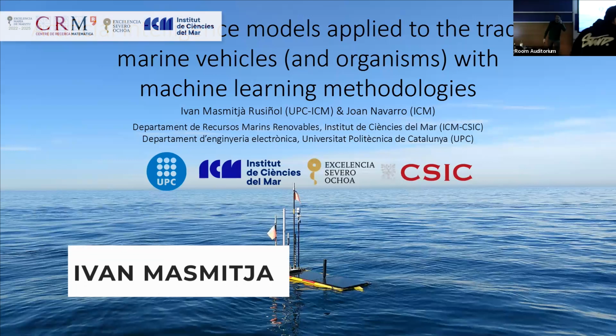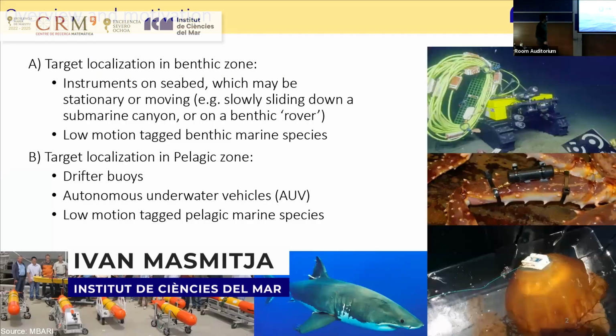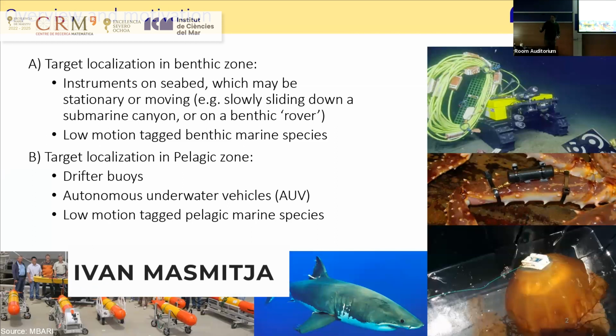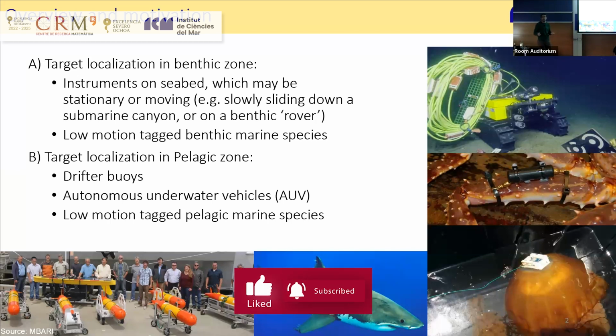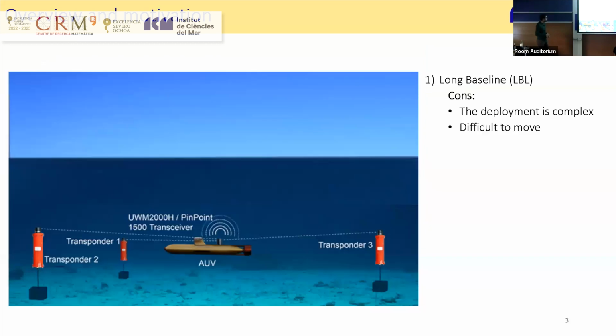Okay, so the main idea is how we localize underwater targets, because as my colleague said before, in the lab we can use the GPS very easily, and we can access the localization of different targets that we want. But underwater, we don't have access to the GPS because the water attenuates electromagnetic waves. So we need to use other kinds of methodologies. And the things that we want to localize underwater can be vehicles or marine species that we attach some kind of electronic device to in order to localize them, as I will explain.